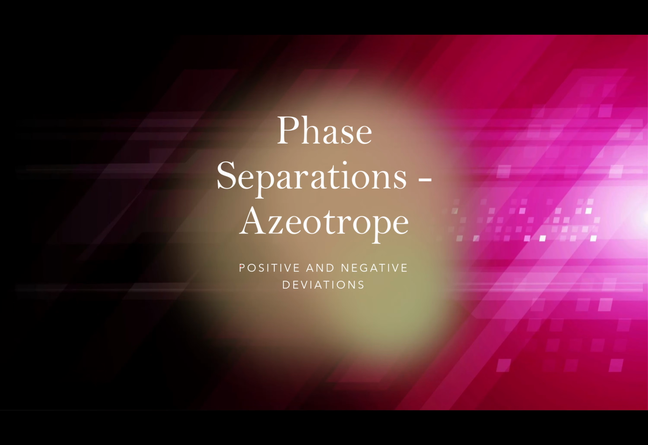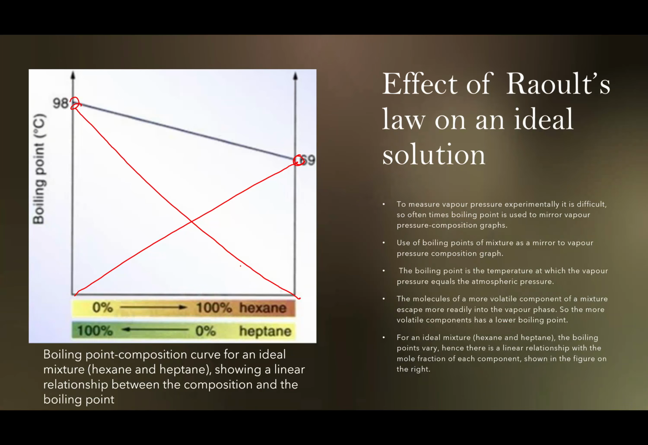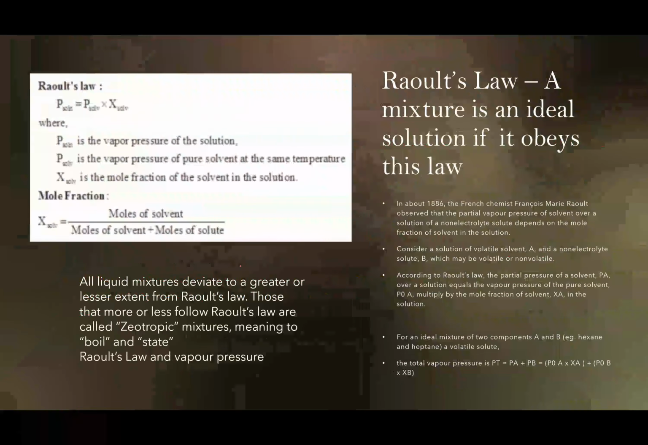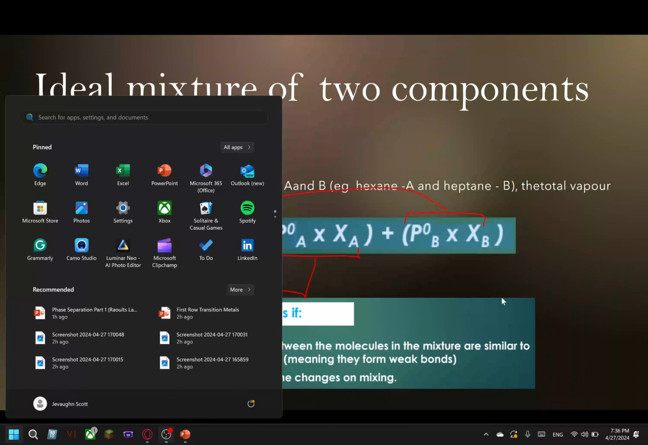Let's move on, because now we're going to phase separations, the azeotropes, where we're going to get into positive and negative deviations. So hopefully Raoult's law makes enough sense for us to get through everything like that. Are there any questions or concerns, guys?